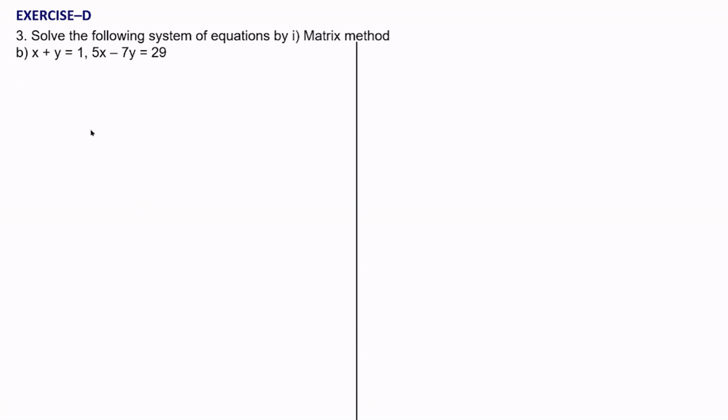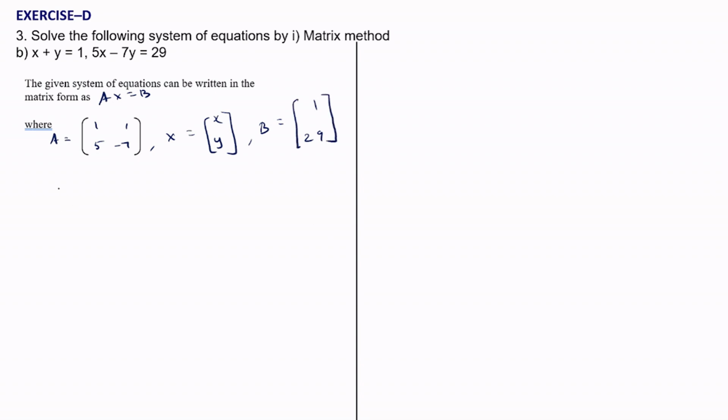Now moving on to the next question. x plus y equal to 1, 5x minus 7y equal to 29. Here the given system of equations can be written in the matrix form as AX equal to B, where A is the coefficient matrix [1, 1; 5, -7], X is the variable matrix x and y, and B is the constant matrix 1, 29.